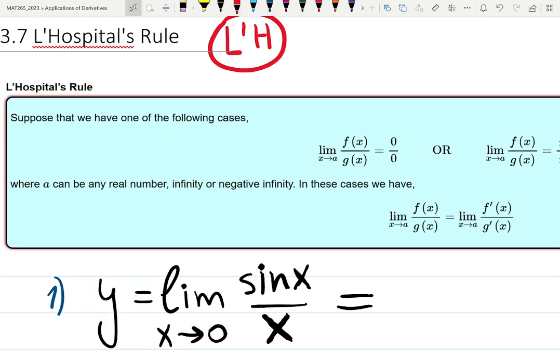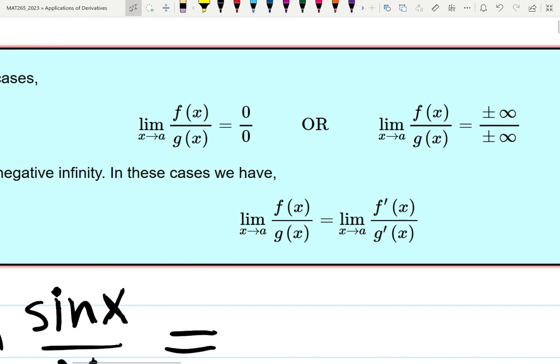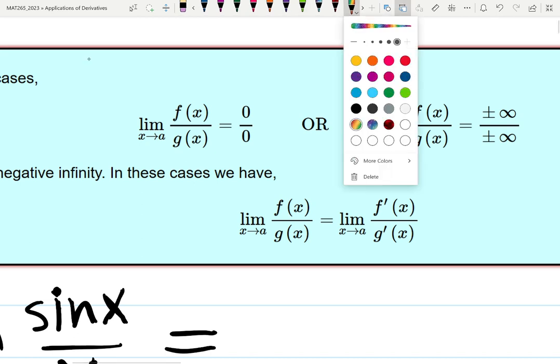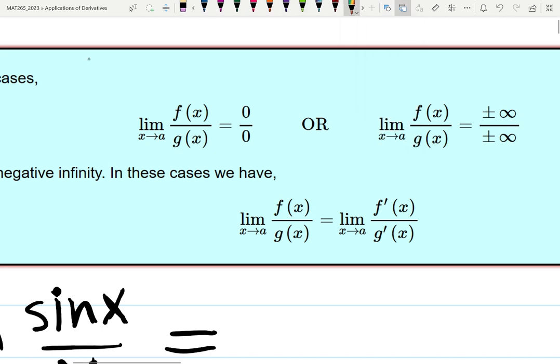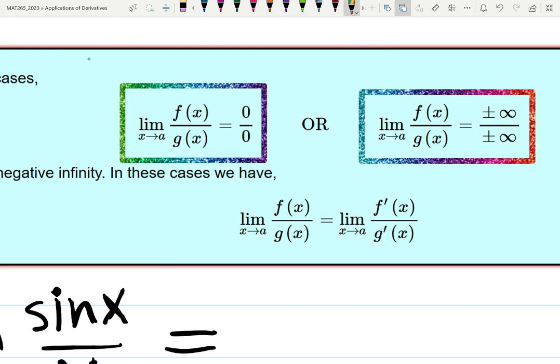So we're going to work on 2 cases, and we're going to add more later. Case number 1: when you have a limit of 0 over 0. So a function divided by a function, and for some reason it becomes 0 over 0. And the other one will be infinity over infinity, and sign doesn't matter. So it only works for these 2 cases.